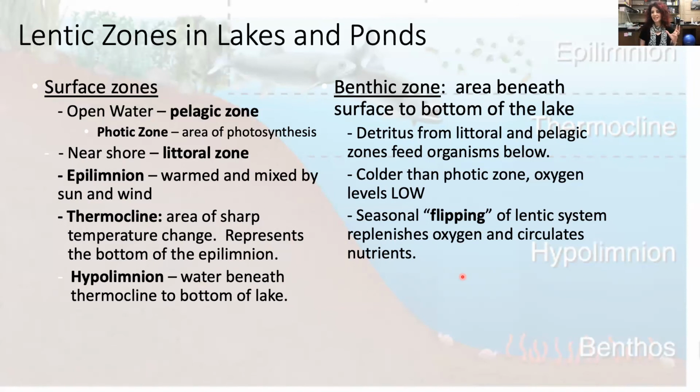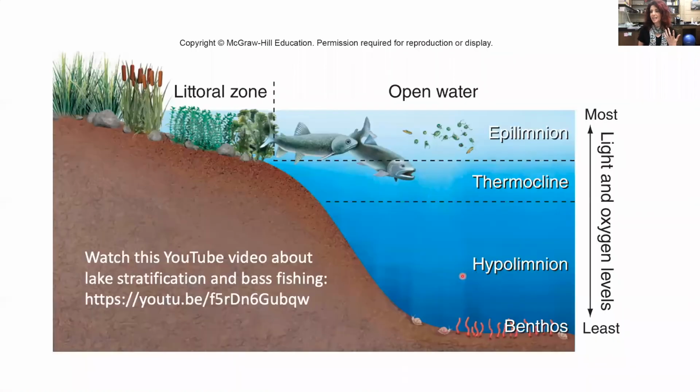So the conditions of the lake can change with seasons, and those changes in temperature that coincide with changes of seasons act to physically flip the water masses in the lake. So in this way, when we have flipping occur in a lentic system, this replenishes the oxygen and it circulates nutrients. And there is a YouTube video that I really want you all to watch about this phenomenon.